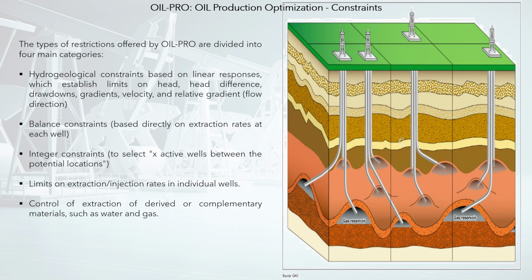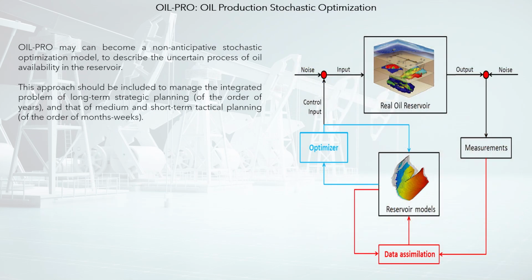This modeling may become a non-anticipative stochastic optimization model, to describe the uncertain process of oil availability in the reservoir, and other random parameters, like prices, demands, etc. This approach should be included to manage the integrated problem of long-term strategic planning, of the order of years, and that of medium and short-term tactical planning, of the order of months and weeks. It should also be considered that stochastic optimization models are the basis for incorporating financial risk management into mathematical modeling.